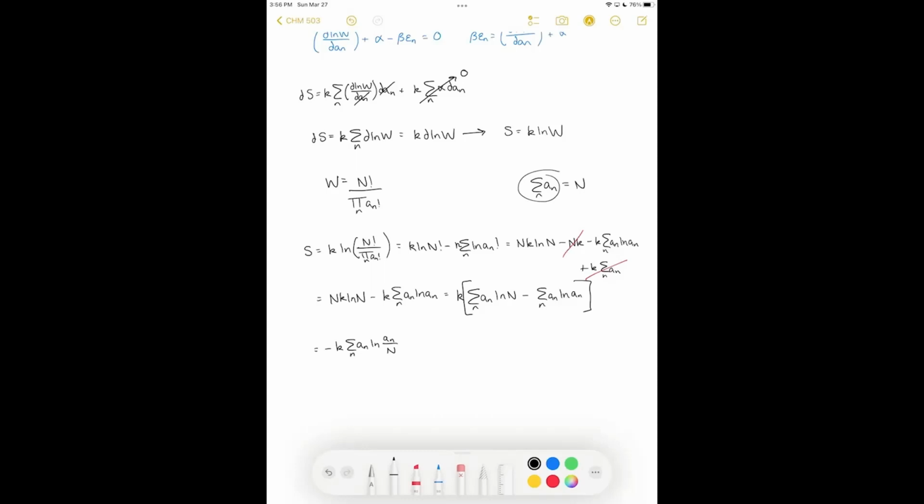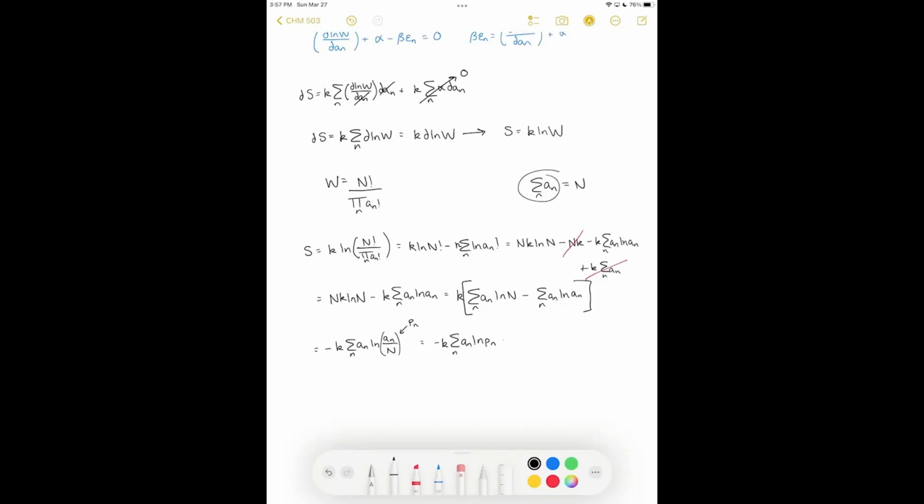Now, why have we done this? Well, we've done this because what is a sub n over N? A sub n is the number of molecules existing at a certain energy level, and N is the total number of molecules. And what is that? It is simply the probability. So in this case, we can rewrite a sub n over N as the probability of our particles being at state n. And we consider the entropy is equal to negative k times the sum of a sub n natural log of p sub n.